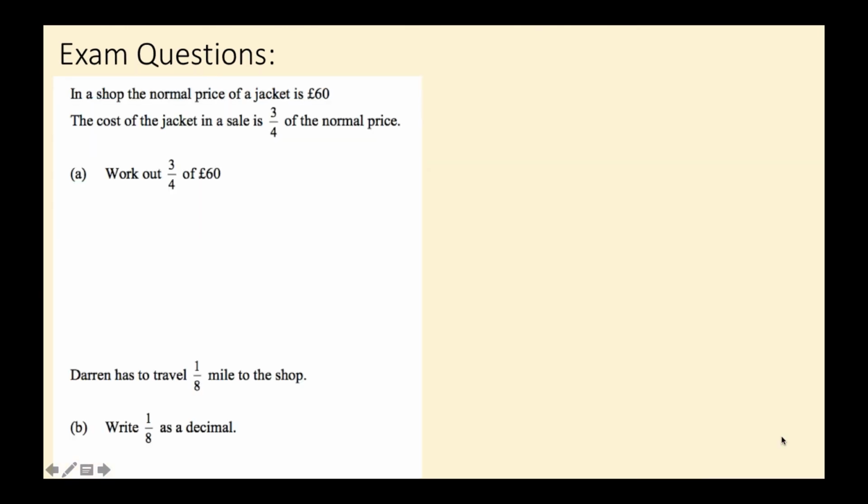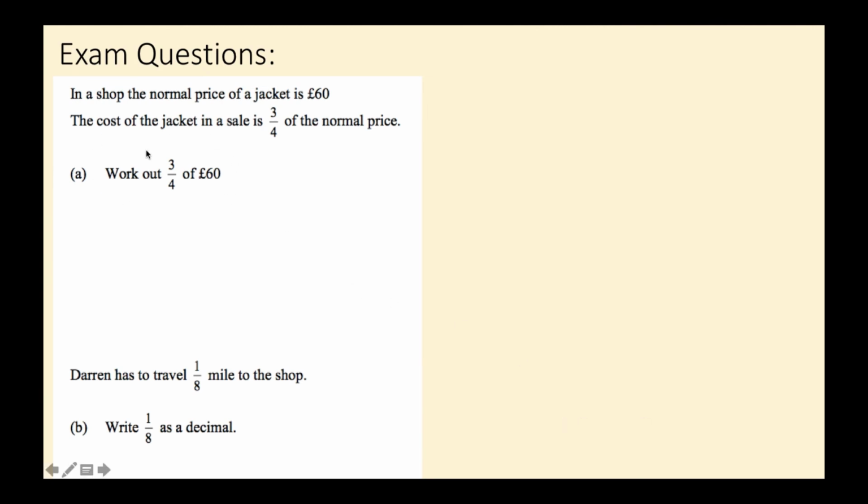All right, next one. Again, please pause the video if you want to have a go first. In a shop, the normal price of a jacket is £60. The cost of the jacket in a sale is 3/4 of the normal price. Work out 3/4 of £60.